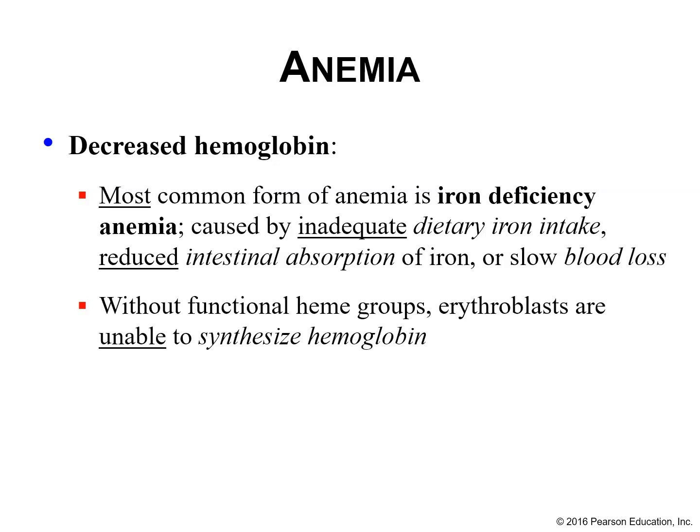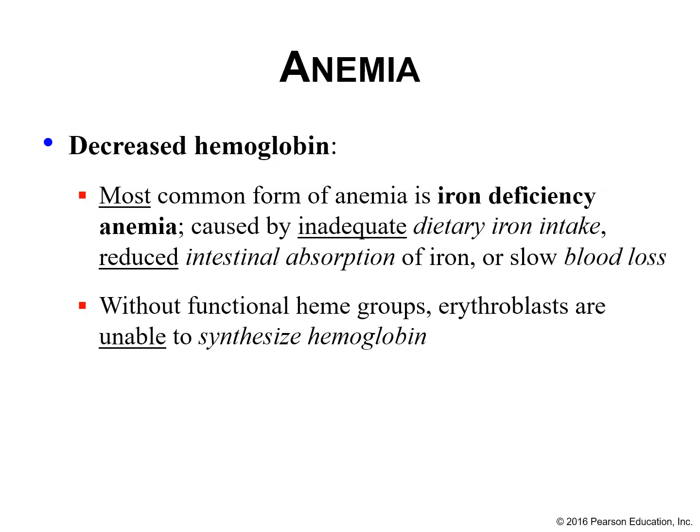But the most common form of anemia is iron deficiency anemia. And that's simply caused by an inadequate dietary intake of iron. So if this is the case, sometimes it can be corrected by giving them iron supplements. Or it can be caused by reduced intestinal absorption of iron. You may have inflammation of the duodenum, of the small intestine, or even a tumor. Okay, or a slow blood loss, a chronic hemorrhaging or blood loss.